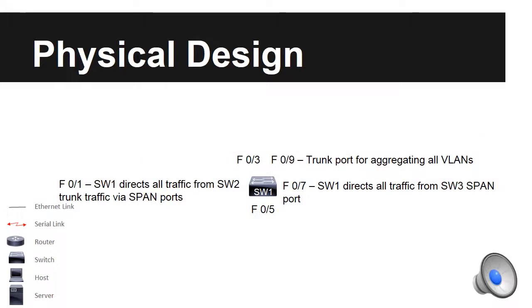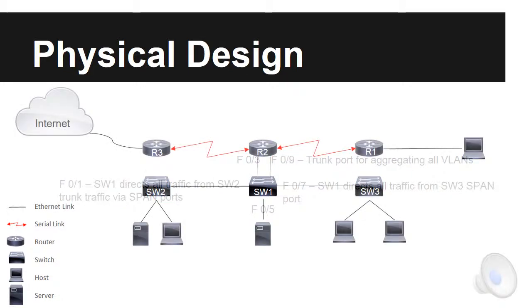This is switch 1, its fast Ethernet interfaces. Port 0/3 is for communications to router 2 for all network communications. 0/9 is its trunk port for aggregating all the VLAN traffic to router 2. 0/7 is for communication with switch 3. 0/5 is for network communications to the server on switch 1. And then 0/1 is for communications to switch 2.